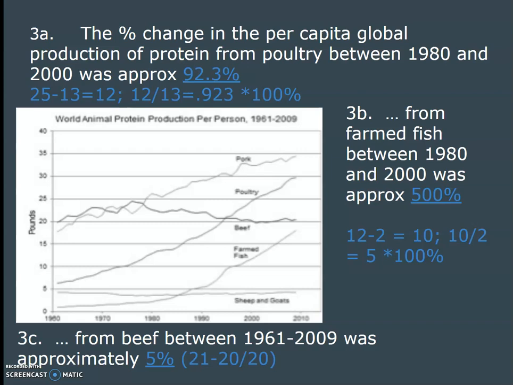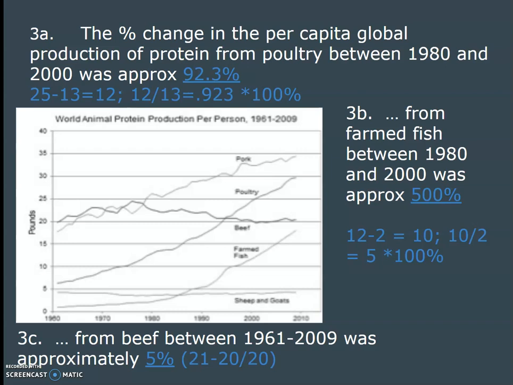And then you divide by the original. So our final minus initial over initial. So 25 minus 13 is 12. 12 divided by 13 is 0.923. Then you have to go ahead and multiply that by 100 to get the 92.3%.